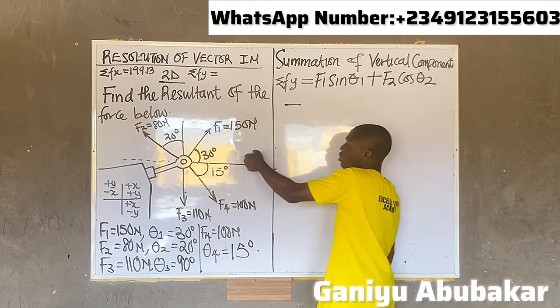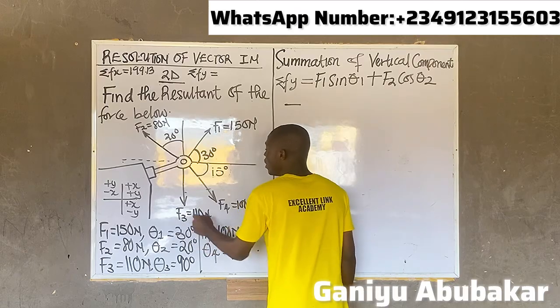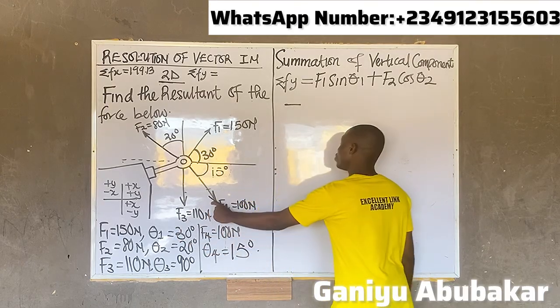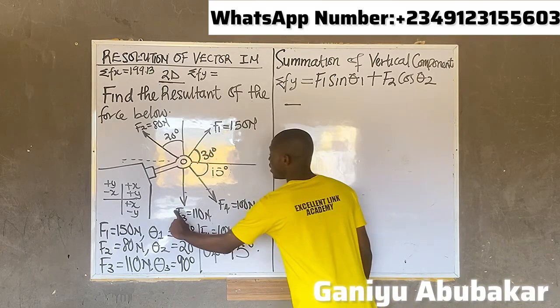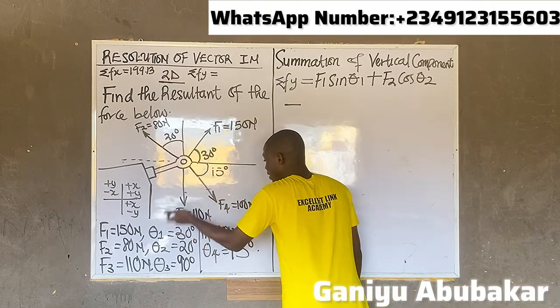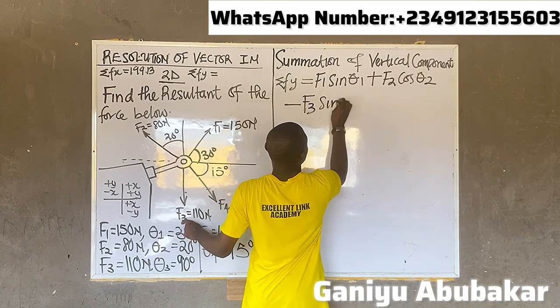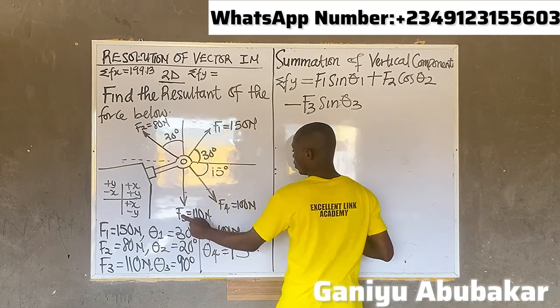This is to the horizontal, right? To the vertical. If this one to the horizontal is cos, this one to the horizontal is cos, automatically the vertical for each of them will what? Be sine. That becomes f3 sine theta 3 for this one.